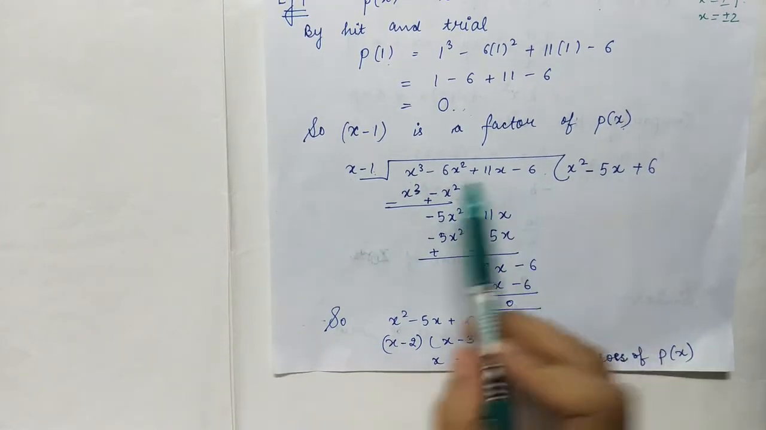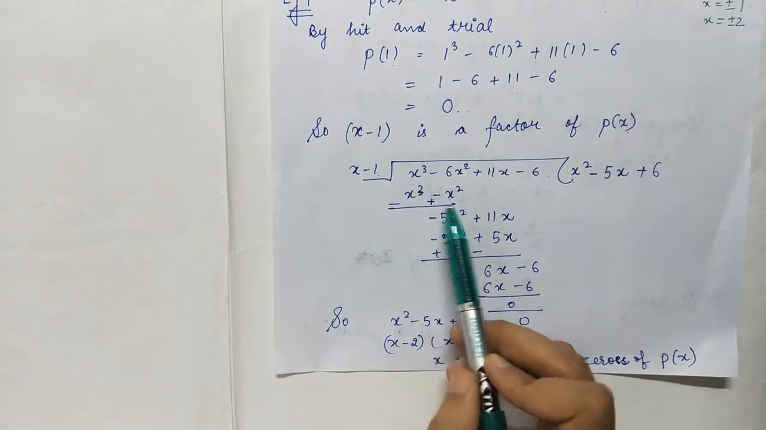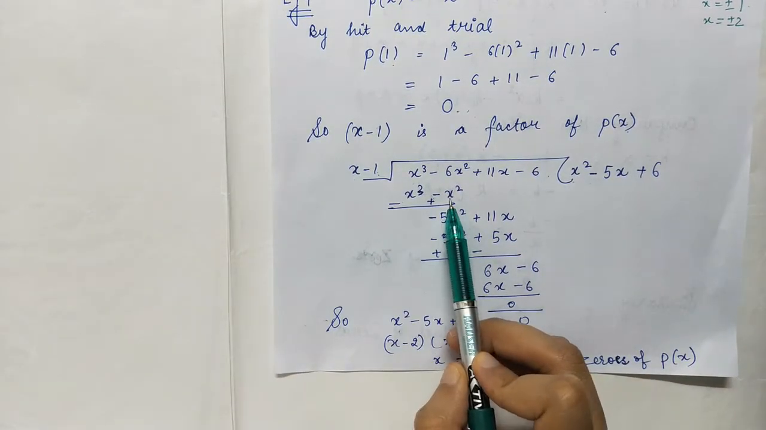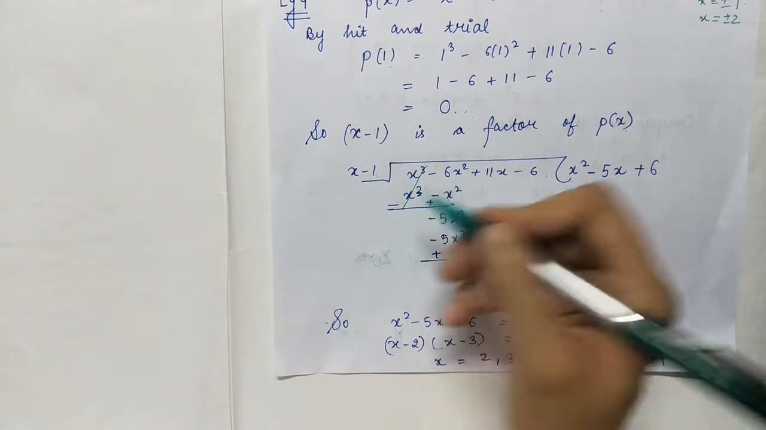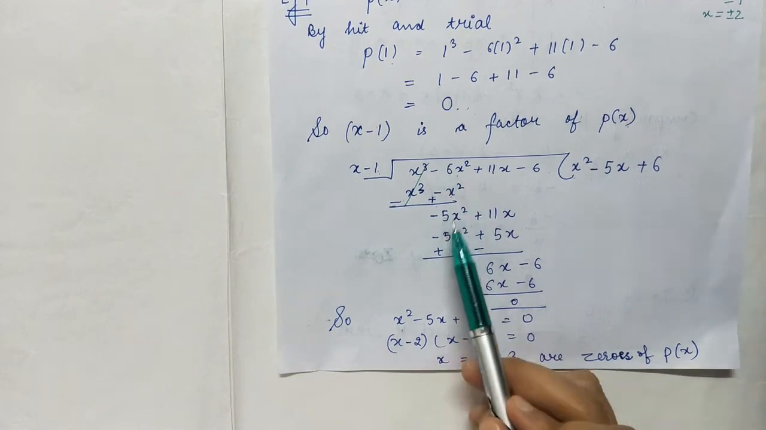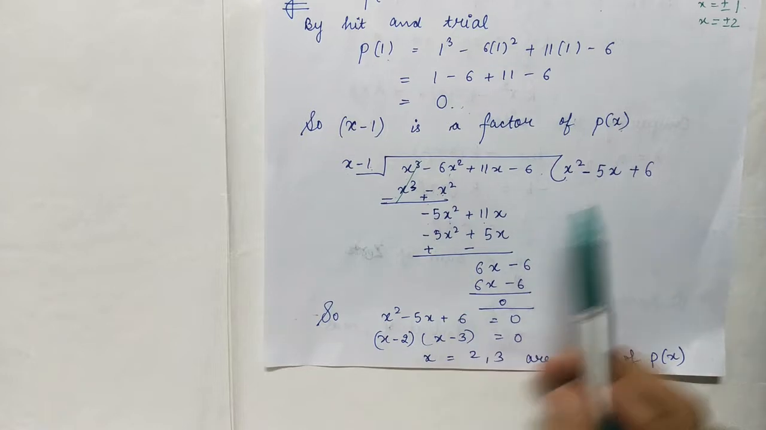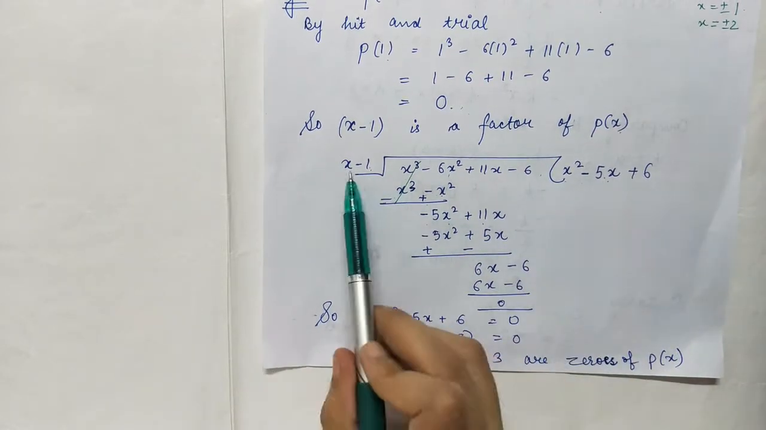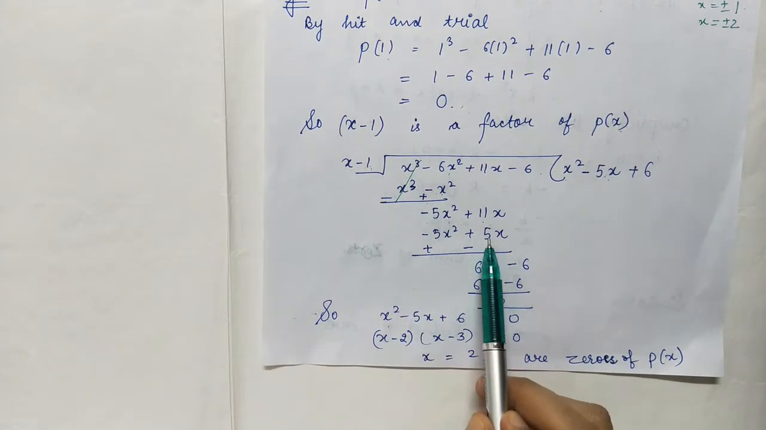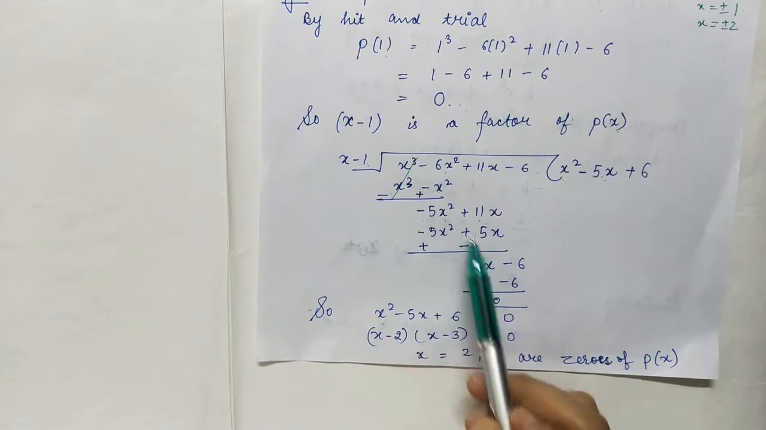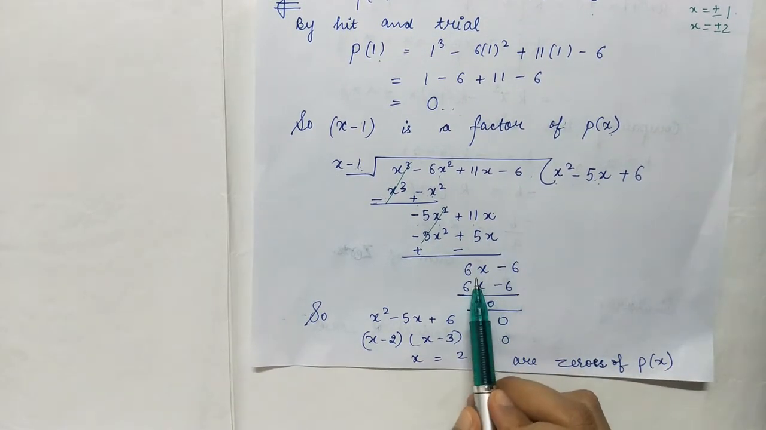here factor x square. x into x square becomes x cube, minus 1 into x square becomes minus x square. Changing the sign, minus plus, this cancels out, and here we get minus 5x square plus 11x. Then we'll take factor minus 5x here. Minus 5x into x becomes minus 5x square. Minus 5x into minus 1 becomes plus 5x. Changing the signs, this cancels out, and we get 6x.